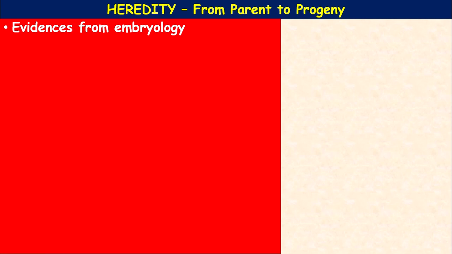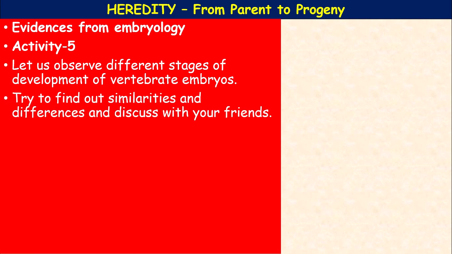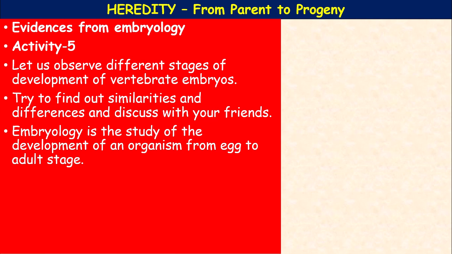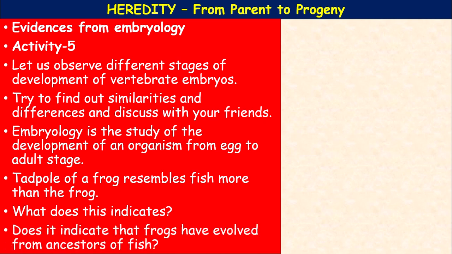Let us go to evidences from embryology. A simple activity is given. Let us observe the different stages of development of vertebrate embryos. Try to find out the similarities and differences and discuss with your friends. Embryology is the branch of biology that deals with the study of development of organisms from egg to adult stage. The tadpole of a frog resembles a fish more than a frog. What does this indicate? Does it indicate that frogs have evolved from the ancestors of fish?